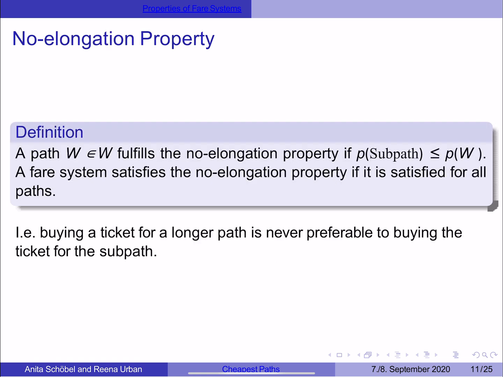The no-elongation property is defined as follows. A path satisfies the no-elongation property if the price for any subpath of a path is smaller, cheaper than the price for the full path.